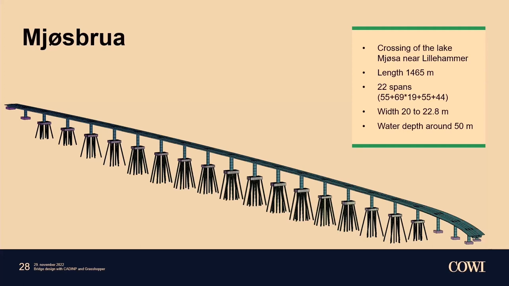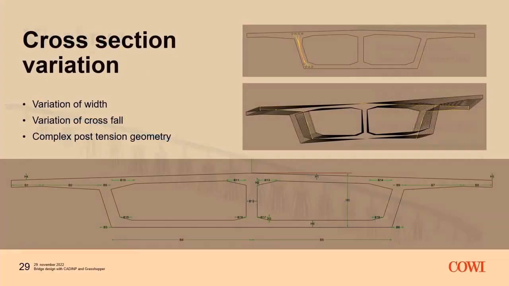The water depth is around 50 meters, and we've modeled the piles just a little bit below the surface for this model with fixed ends. Because this bridge contains some complex cross-section variations, we decided to create this parametric cross-section. Because we have a variation of width, we have a variation of crossfall. Because the crossfall is so big, we found we couldn't really avoid to consider it. It had a pretty big influence on the stiffness of the cross-section. And it also was the idea to have pretty complex post-tensioning geometry, which I will come into a little bit later.